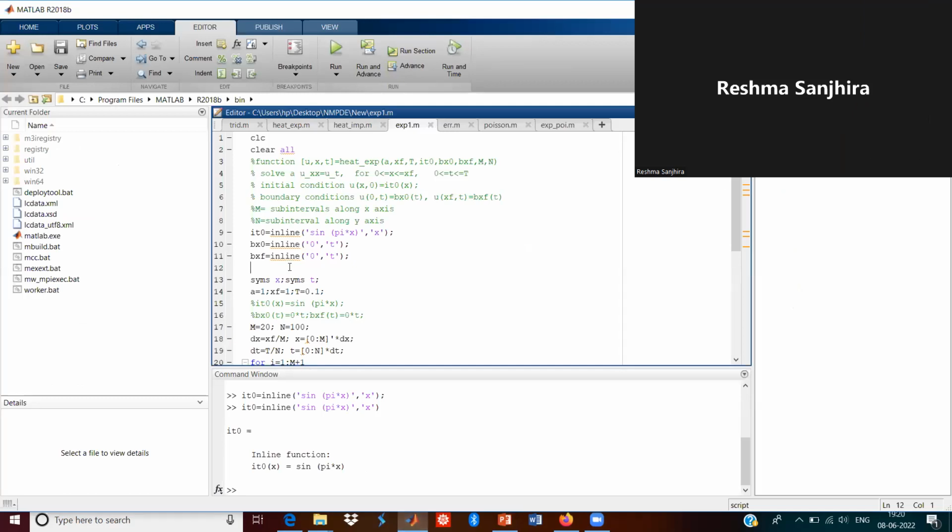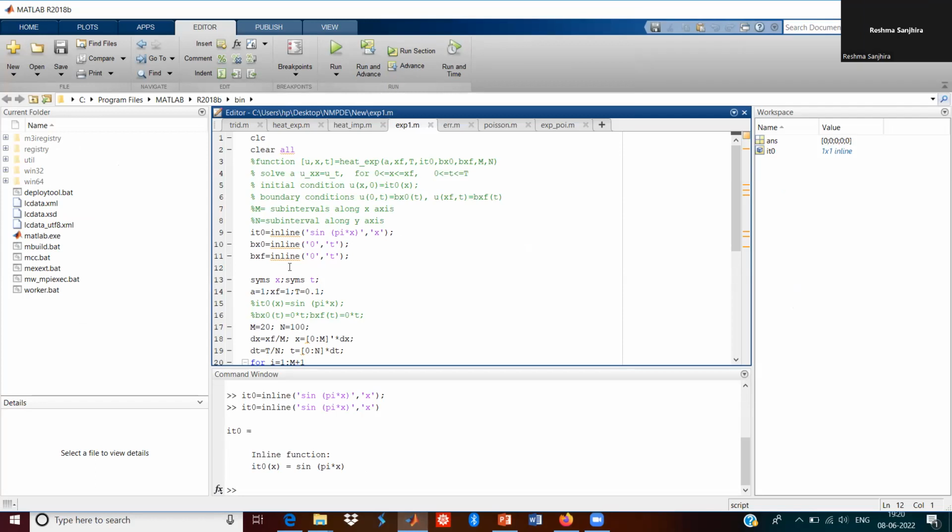So you can see that these are the entries for the initial and boundary condition. You can use an inline function and simply enter your initial and boundary condition. If it is some function of t, then instead of writing 0, you can write sin pi t, e to the power t, exponential t. Whatever the entry is, you can enter here. And a is constant, a equal to 1, and the rest I have already explained.